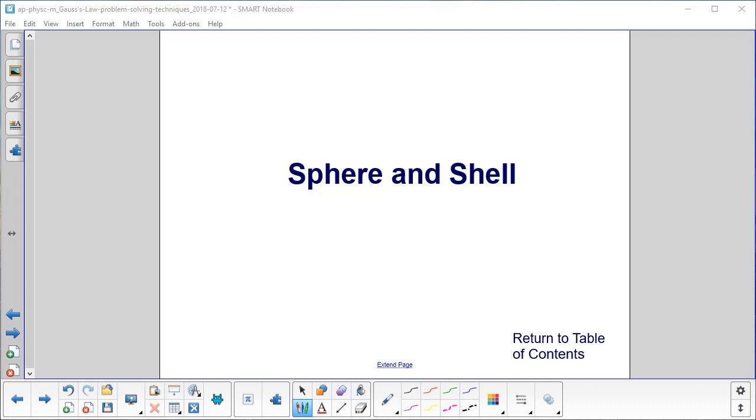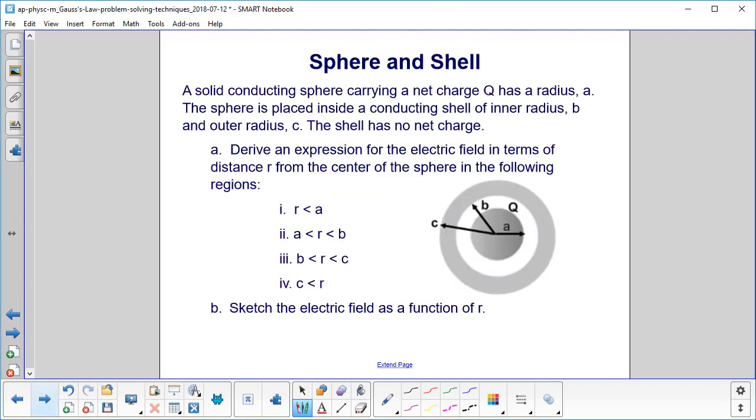Sphere and shell. We have a solid conducting sphere carrying a net charge q that has a radius a. That's this guy right here. The sphere is placed inside a conducting shell of inner radius b and outer radius c. That's this shape. Here's the inner part, and here's the outer part. So we have a sphere and we have a shell, and I'm coloring in where the material is.